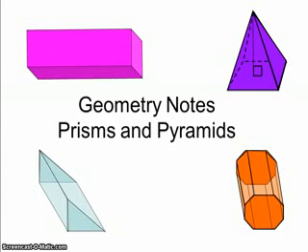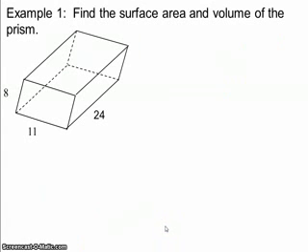These are your geometry notes for prisms and pyramids. Here we have a rectangular prism, and we want to find the surface area and volume of the prism.